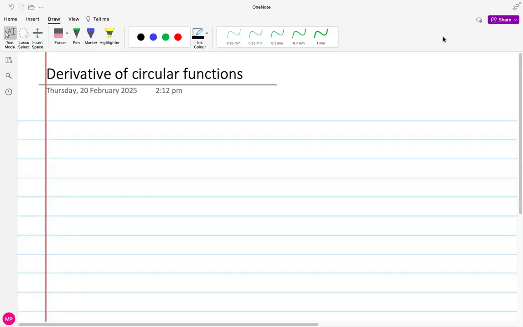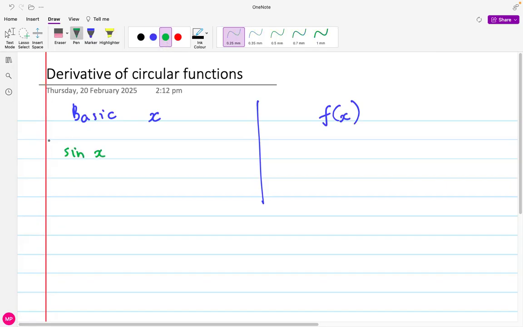Hi everyone. In this video we're going to learn how to derive circular functions. Specifically, we learn how to derive the sin, cos, and tan equations. All right, so in the more basic form, which is just x, and then we do another one for f of x. So the derivative of sin of x is cos of x.